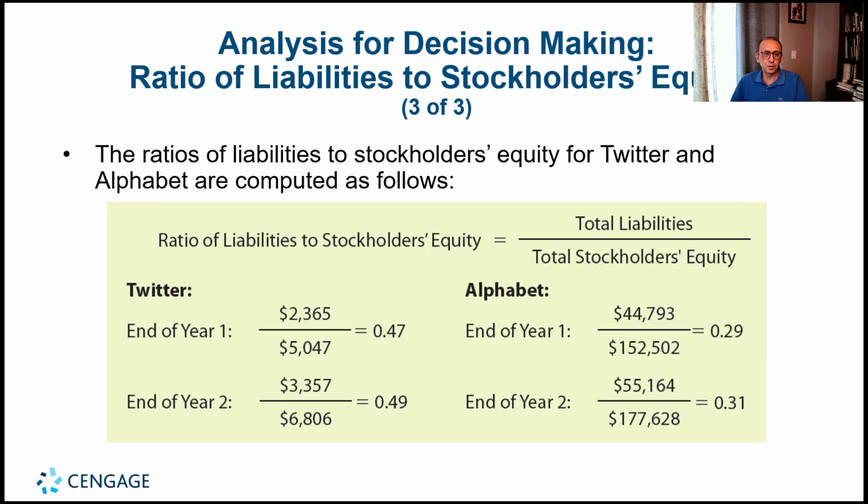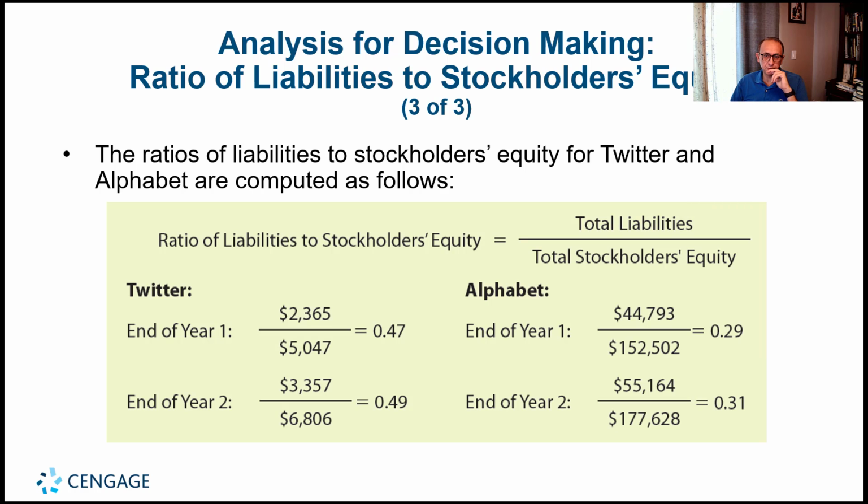So you can see here for year one, we divided the total liabilities by stockholders' equity for Twitter, and it turned out to be 0.47. So for every dollar of equity invested in Twitter, there are 47 cents borrowed by the company. That number grew in year two. You can see it now, it's 0.49. This means for every dollar of equity, there are 49 cents that were borrowed by the company.